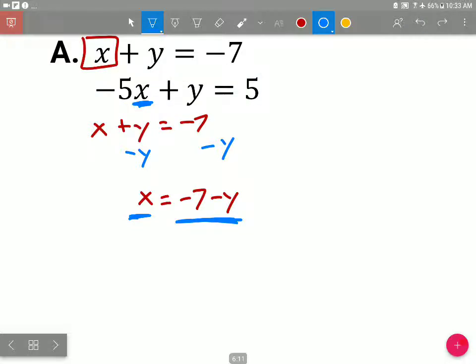So here we go. We'll go negative 5. When we get to that x, let's swap in the 4 5s. So negative 7 minus y. And then write the rest of it down. Plus y equals 5.